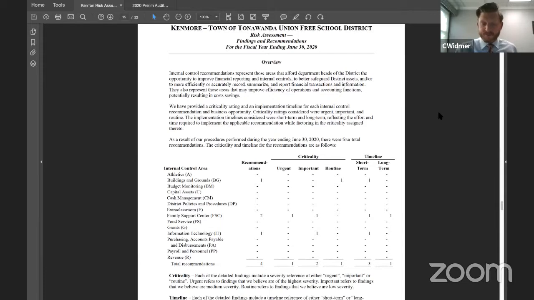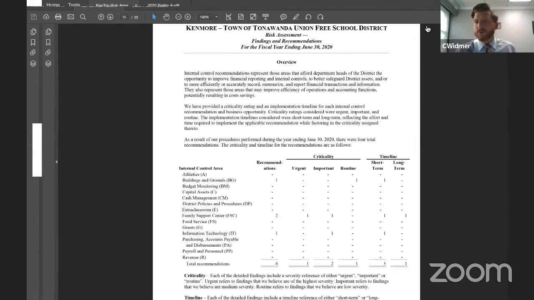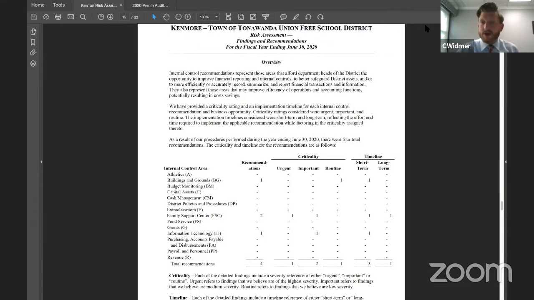The timeline is really how quickly do we believe the district should respond to any recommendation. Short term, we would expect to have it addressed or commented on within a year. In a long term, we would recognize this isn't something that you can turn around at the snap of a finger. It's going to take developing a plan to get through addressing that particular finding. That would carry a long-term timeline.